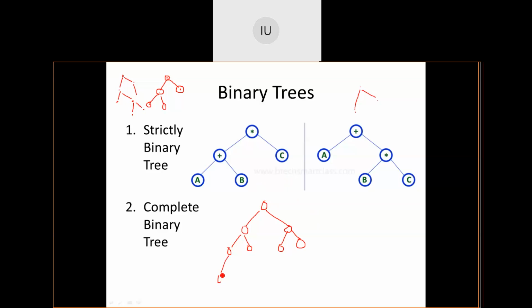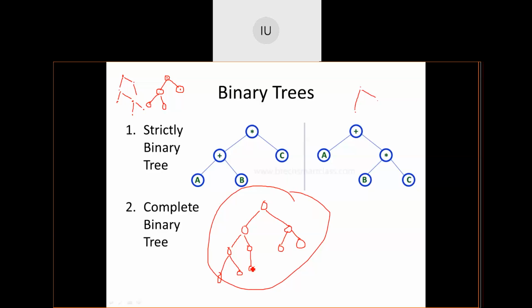Now tell me, what is the category of the tree that I have drawn? Can I call it a complete binary tree? The diagram which I have drawn. Yes, it is a strictly binary tree. Very good. It is called a strictly binary tree, but not a complete binary tree. A complete binary tree can be called a strictly binary tree, but not vice versa. Now, I will draw one more diagram for you.